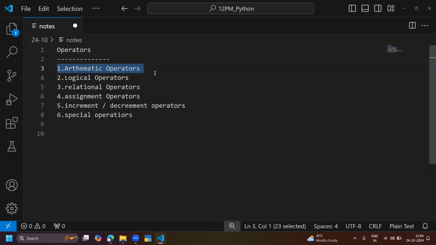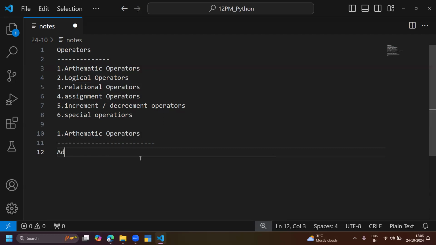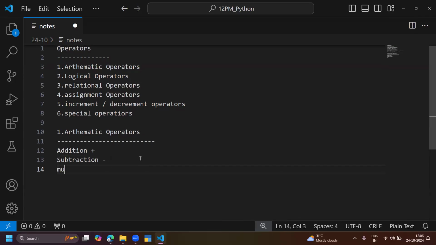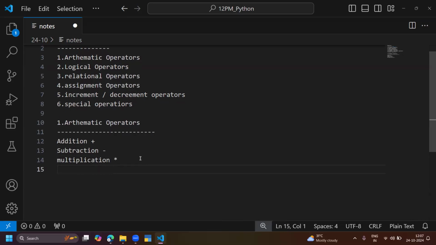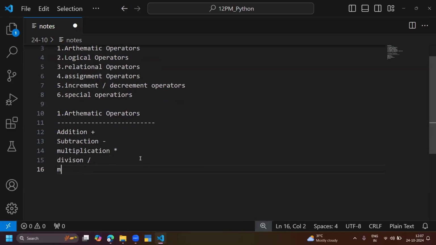Yesterday we discussed arithmetic operators. What are the different kinds of arithmetic operators we already discussed so far? In arithmetic operators, we have addition. Addition is plus. One more thing is subtraction. Subtraction is minus. Multiplication is star. Division is a slash. And one more thing is floor division.